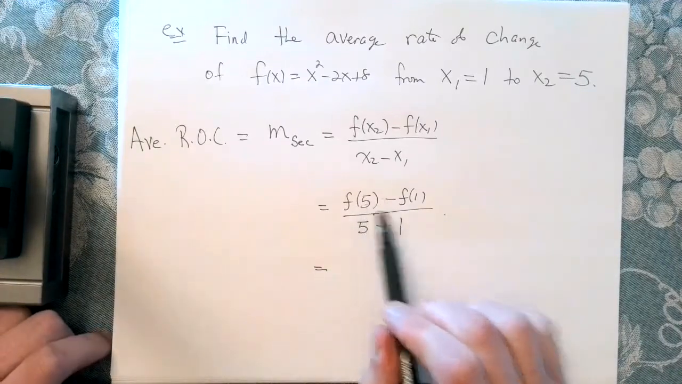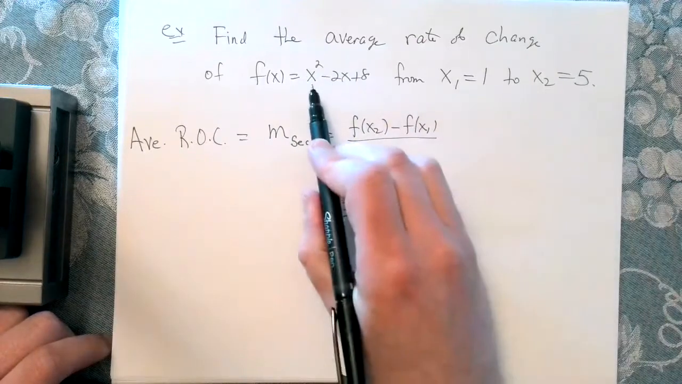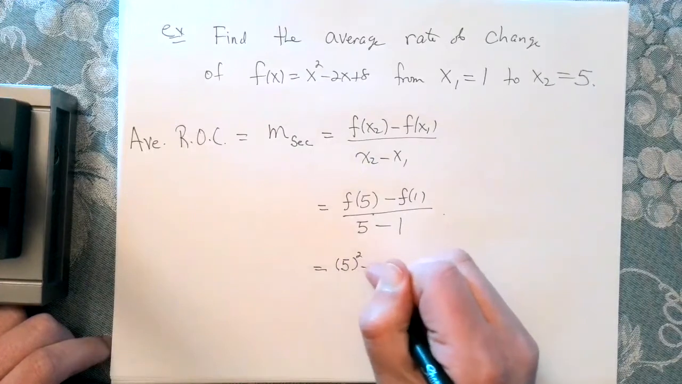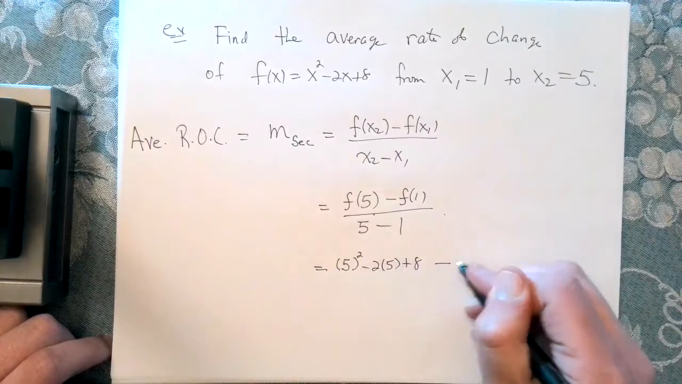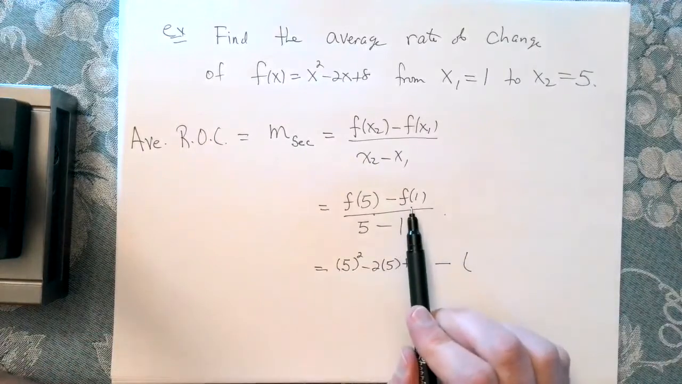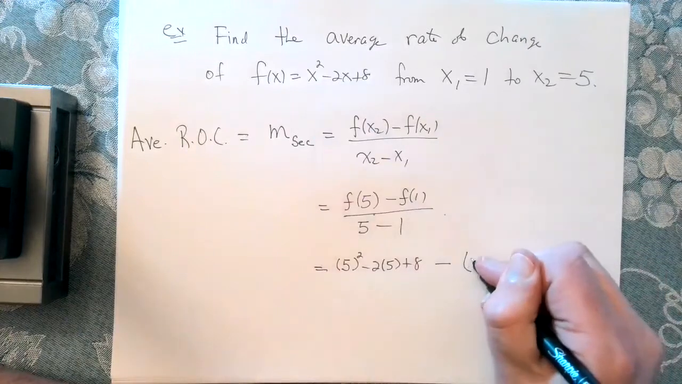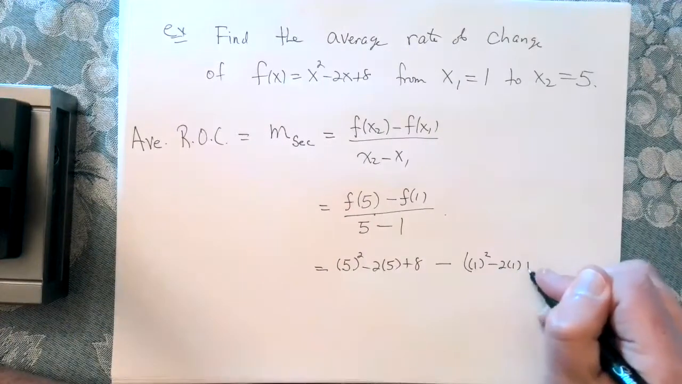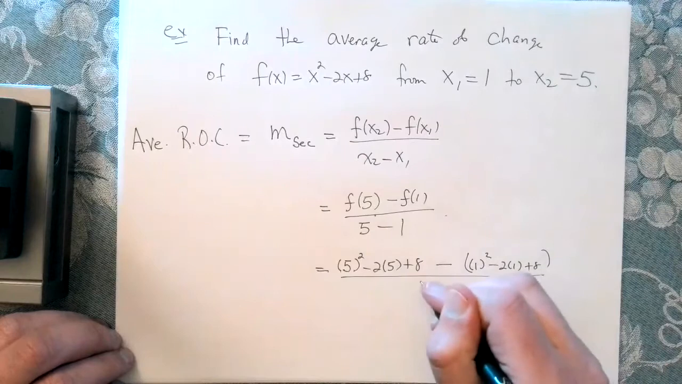So what is f of 5? It's our function evaluated at 5. So plug 5 in for all the x's to find f of 5. So that's f of 5 minus f of 1. And we know to find f of 1, we plug 1 in for all the x's. So like this. And that's over 5 minus 1, which is 4.